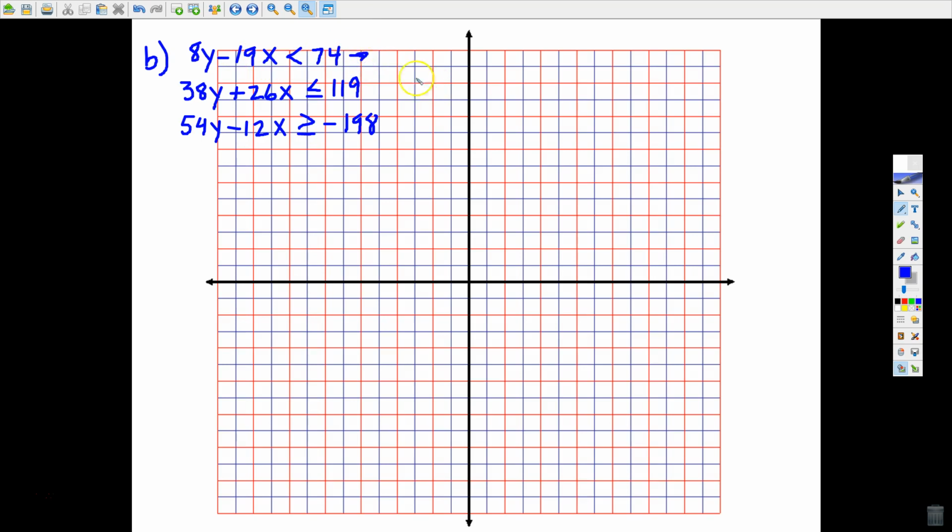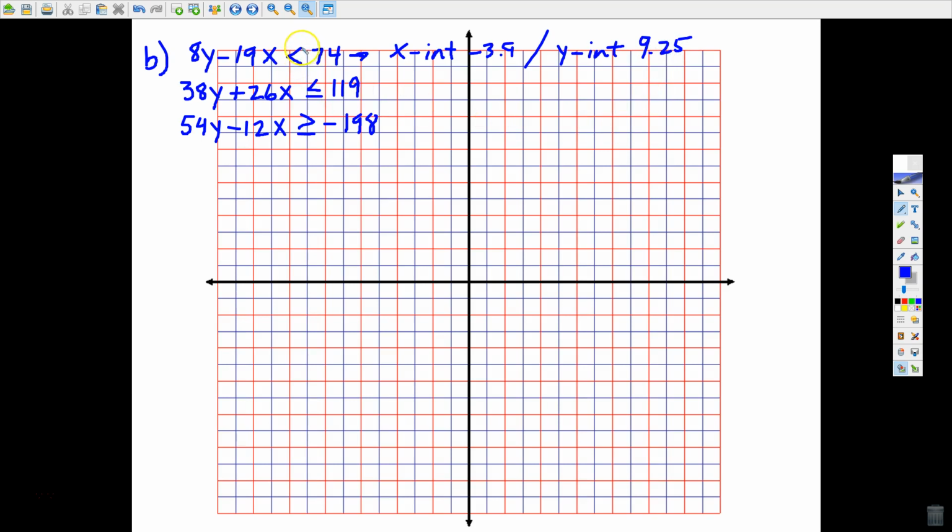All right, so I'll just start here. The x-intercept, to find the x-intercept, I'm going to divide by 19. So let's grab my calculator. 74 divided by negative 19 is negative, I'm going to call that negative 3.9. So I'll just say x-intercept, negative 3.9. And y-intercept, we'll divide by 8. 74 divided by 8 is 9 1/4.